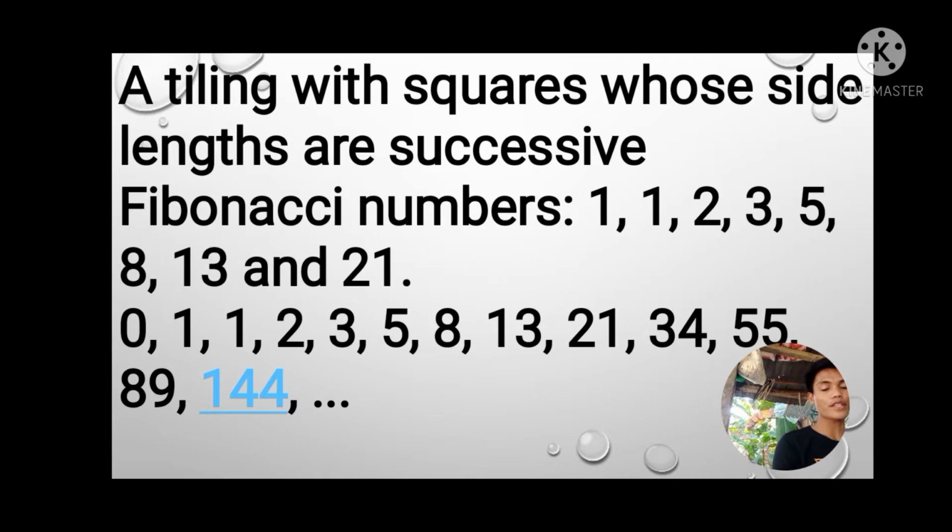Or, for example, 1 plus 1 is equal to 2. 2 plus 1 is equal to 3. 3 plus 2 is equal to 5. 5 plus 3 is equal to 8. And 8 plus 5 is equal to 13. 13 plus 8 is equal to 21. 21 plus 13 is equal to 34. 34 plus 21 is equal to 55. So 89 plus 55 is equal to 144, and so on.